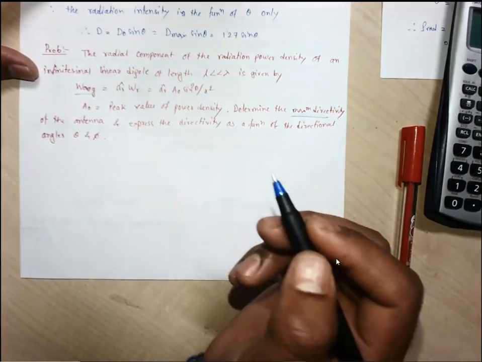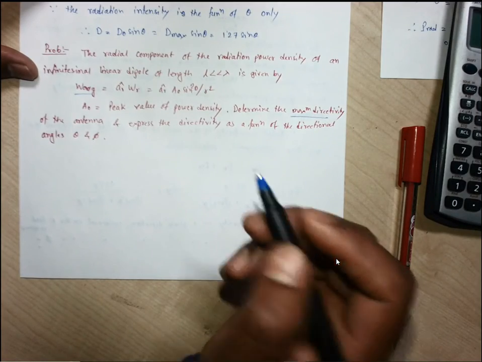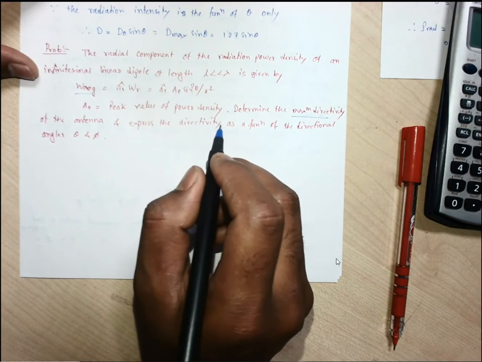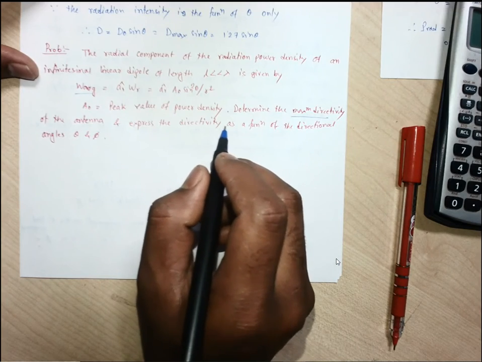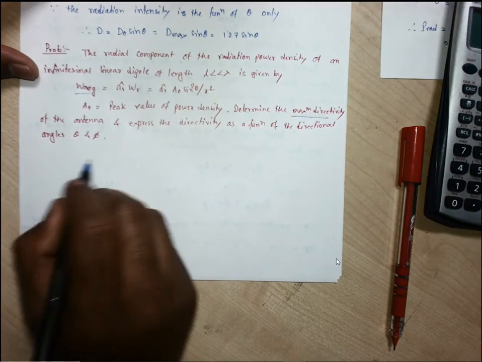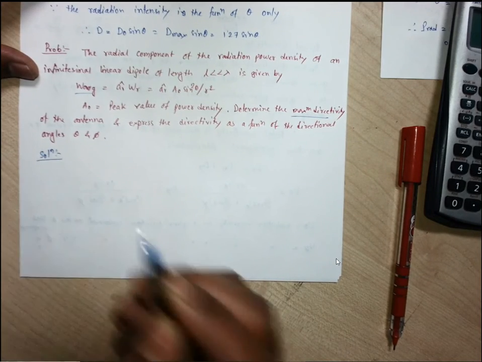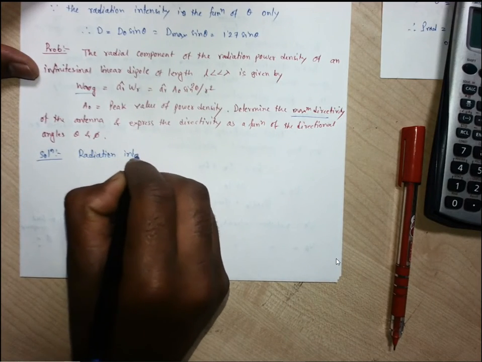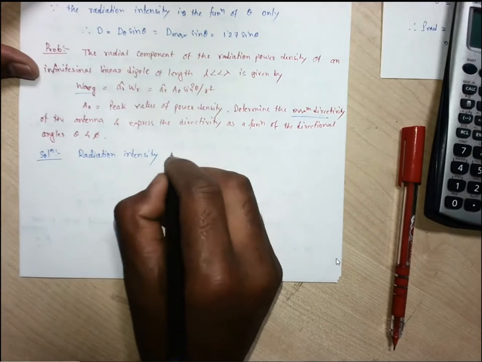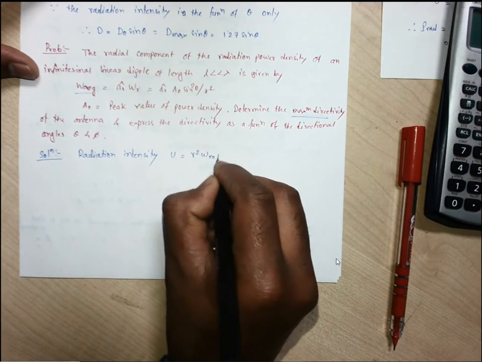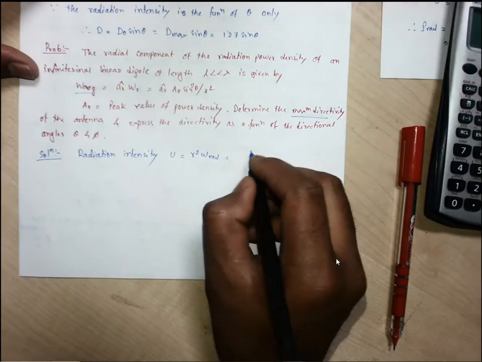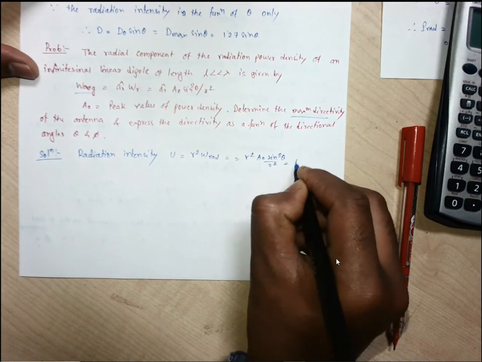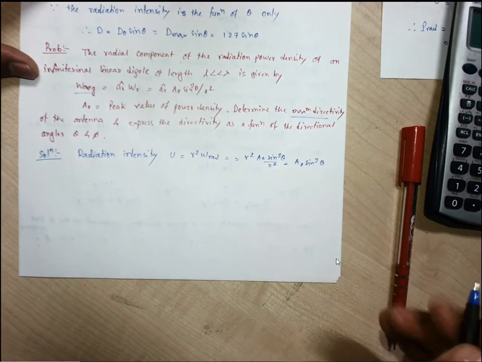So from this, obviously we need to find out U max. From W average we can easily find out U equals R square into W average, and from this we can also find out the P rad. So in this way we can find out the D max. So radiation intensity U will be R square W rad, which is the same as this W average. So we can say R square into A naught sine square theta by R square. So it is A naught sine square theta.